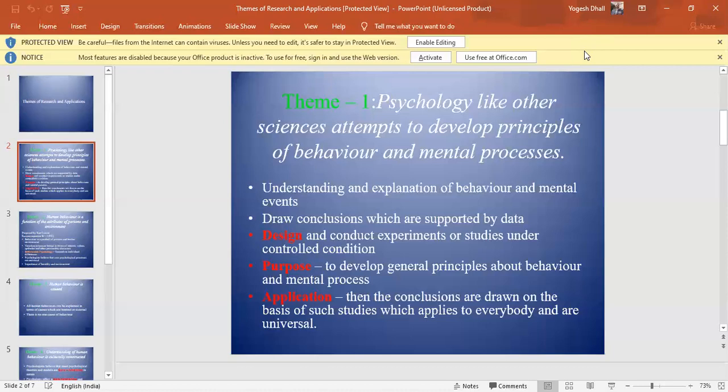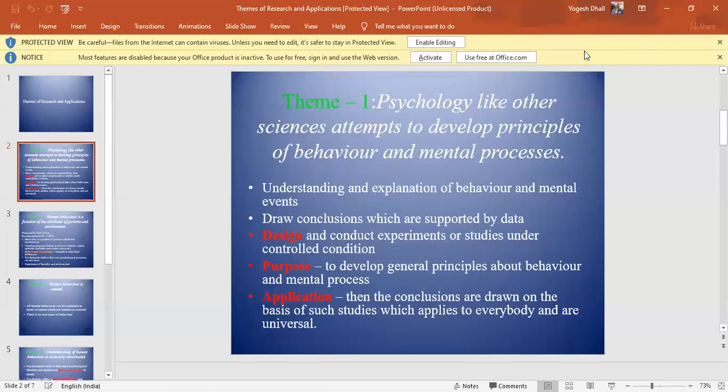Okay, then third point is to design and conduct experiments or studies under controlled conditions. Means some experiment is conducted to know how mind works on various people. It could be conducted on animals also. For example, in classical conditioning, we'll discuss this in detail. So this experiment could be conducted on human beings as well as animals also.